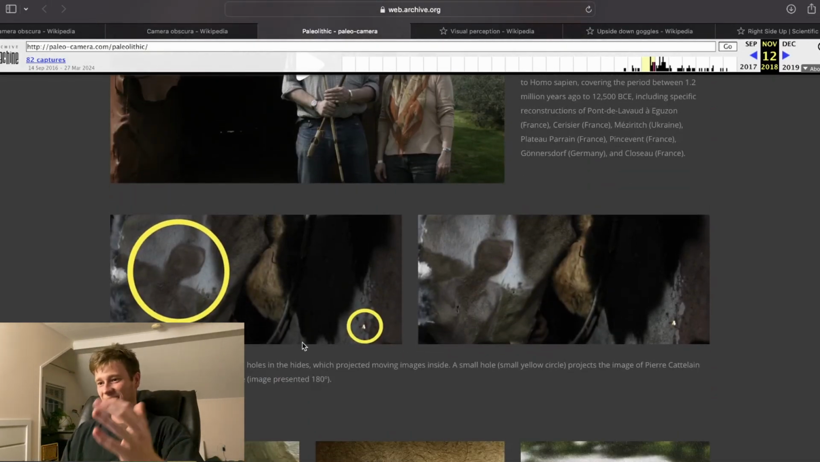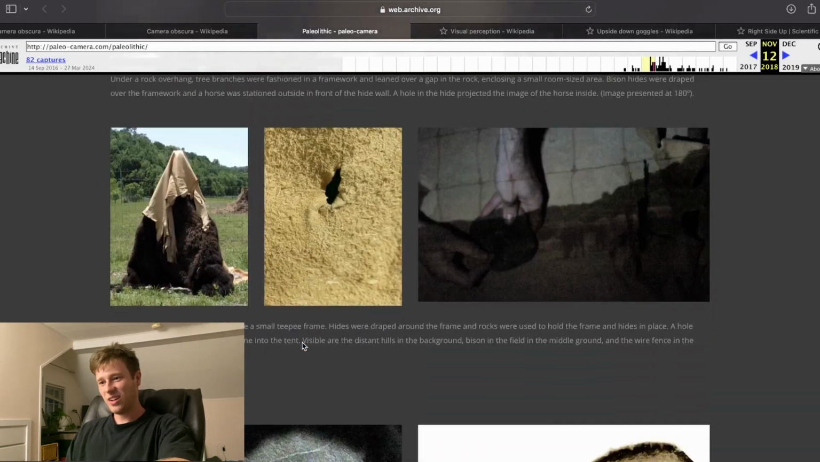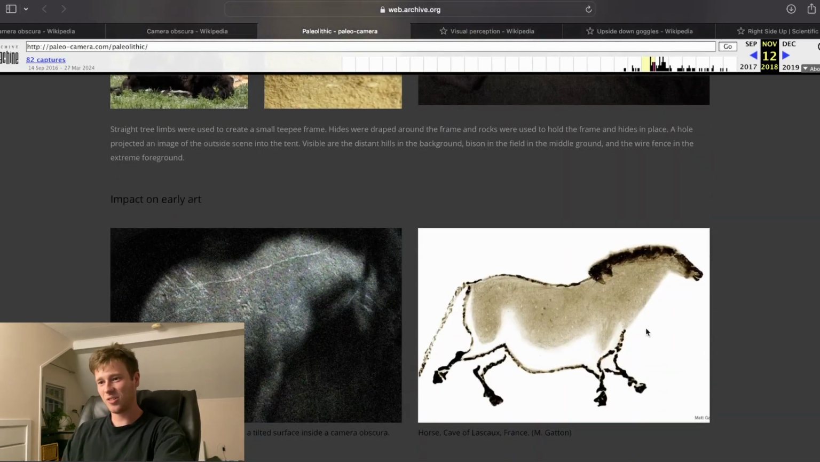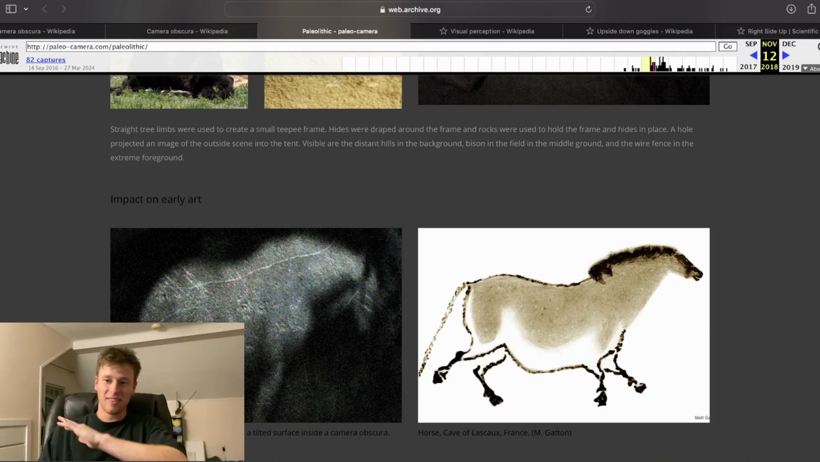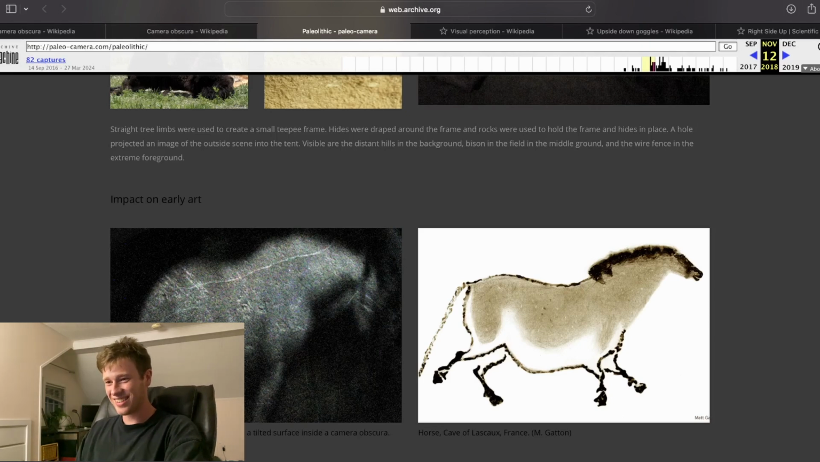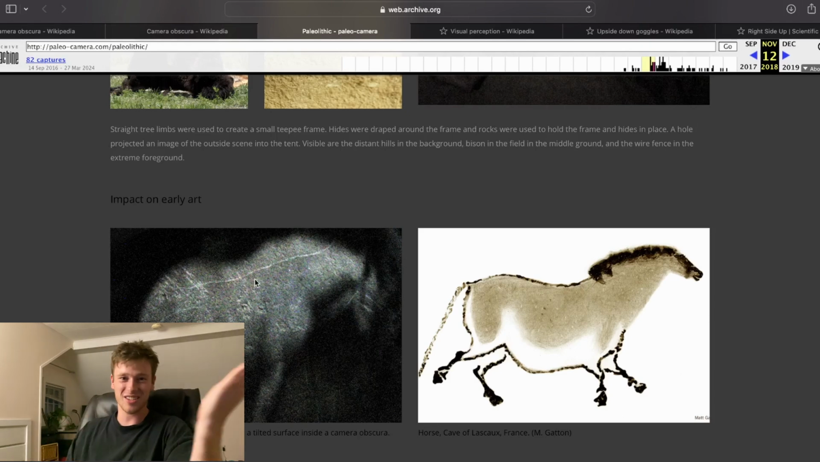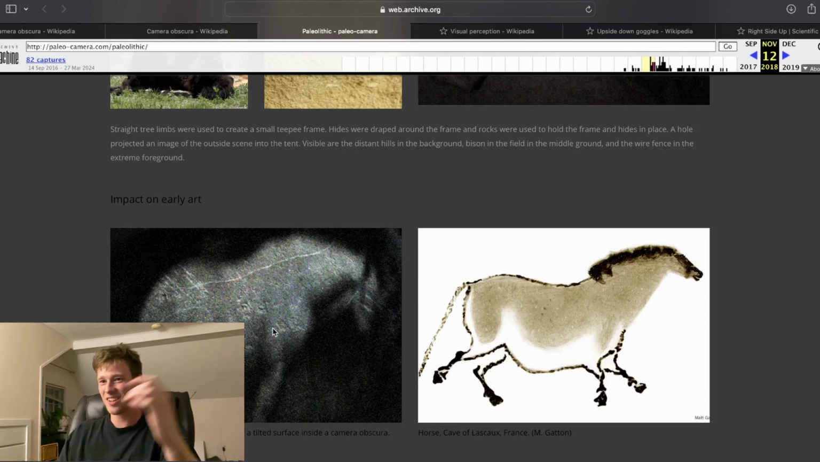And they think that because some of the cave paintings are distorted in a similar way as the light that goes through those pinholes in the tents gets distorted on the walls of the cave, or the tent, I suppose, they are kind of tracing the light, and that's how it played a role in cave paintings. But I'll leave that to you to decide if you think it's because the light is distorting it, or if maybe they're just the first person to ever draw a horse.